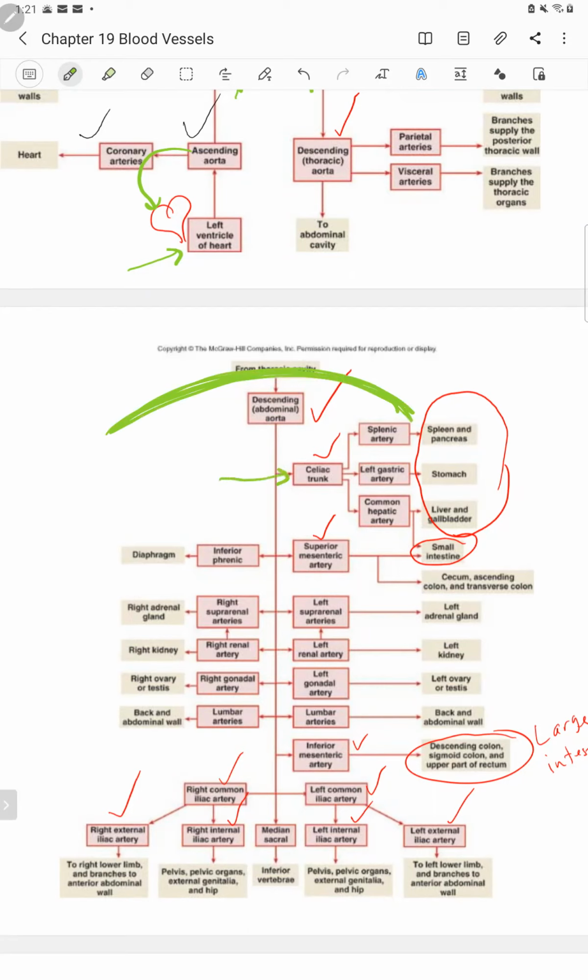So the celiac trunk is a major blood supply that goes to the spleen, pancreas, stomach, liver, and gallbladder. Okay, so the celiac trunk will split into the splenic artery, the left gastric artery, and the common hepatic artery. The splenic artery supplies the spleen and the pancreas. The gastric artery supplies the stomach, and the common hepatic artery, so hepatic or HEPA, which is liver, right? So it's going to supply the liver. And the gallbladder is embedded within the liver, so liver and gallbladder.